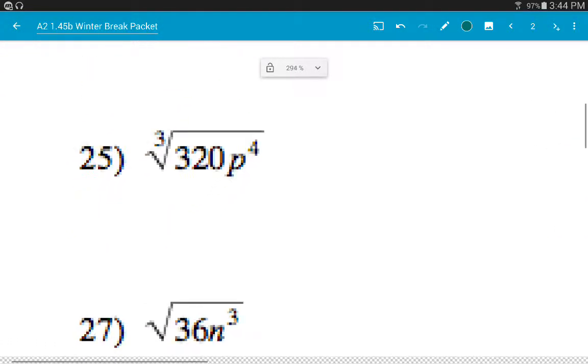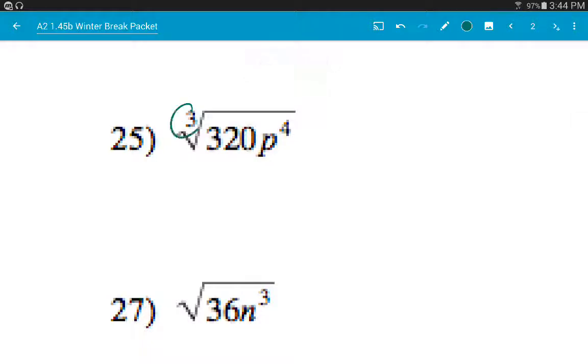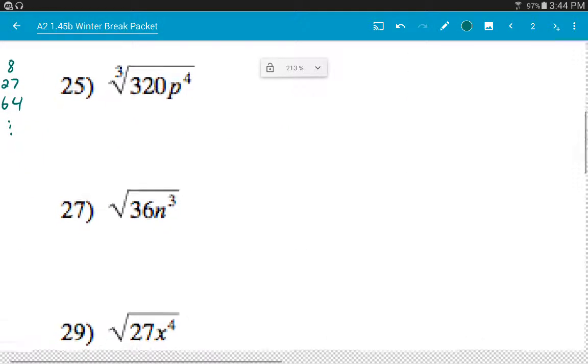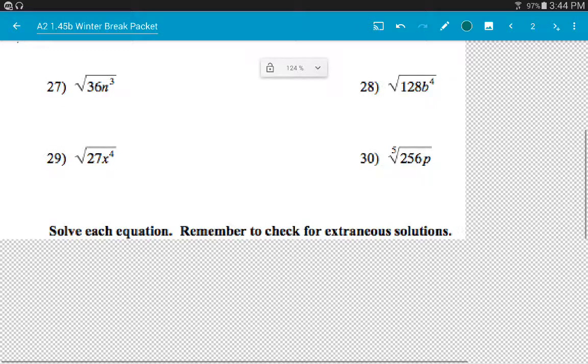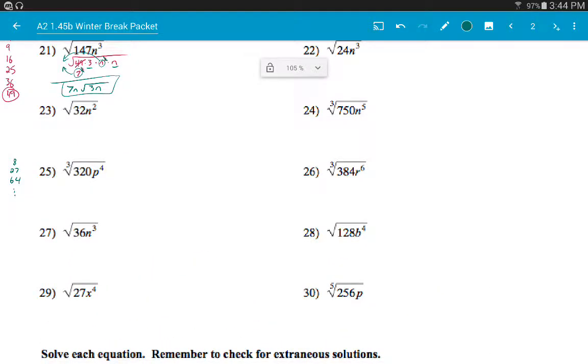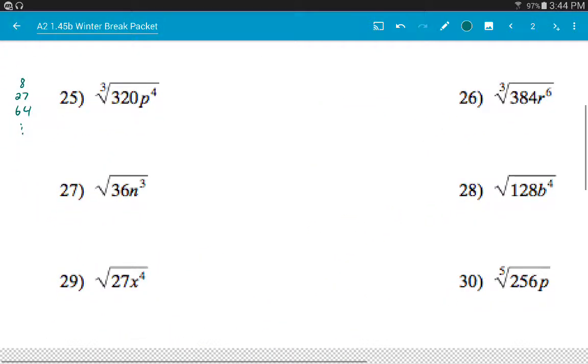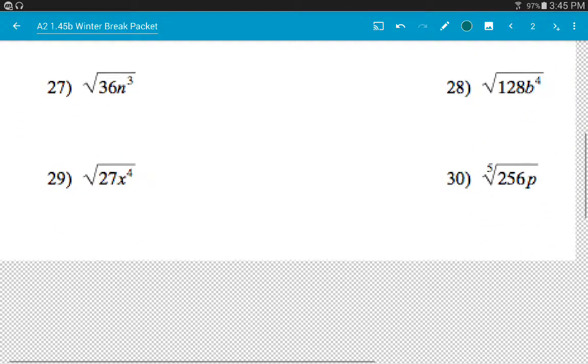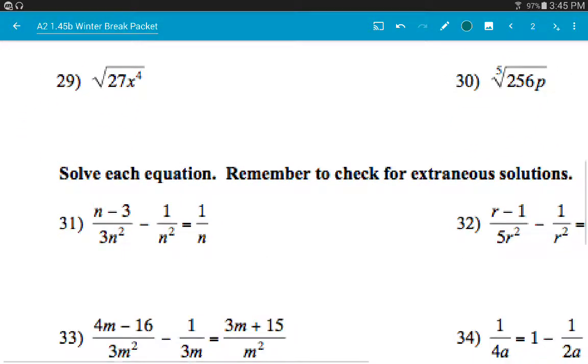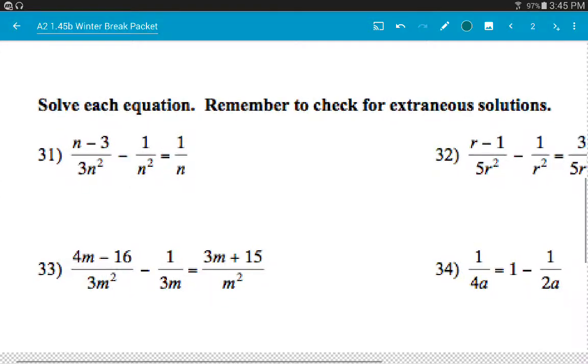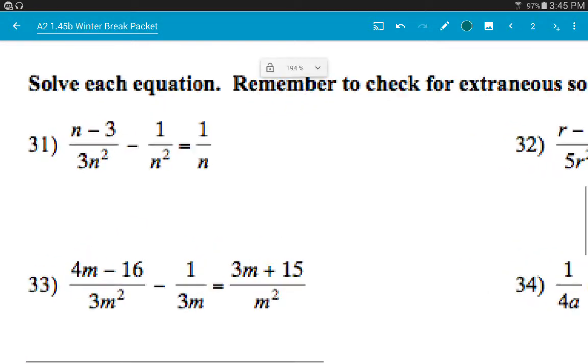If it's a cube root, like number 25 is, you'd be looking for the cubes. So 2 times 2 times 2 is 8. 3 times 3 times 3 is 27. 4 times 4 times 4 is 64, etc. Those are the factors you'd be looking for there. If you have any trouble with that, there are earlier lessons and videos on those called simplifying higher roots or simplifying cube roots.